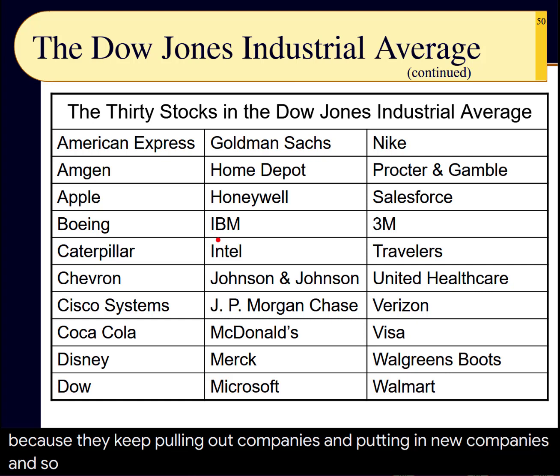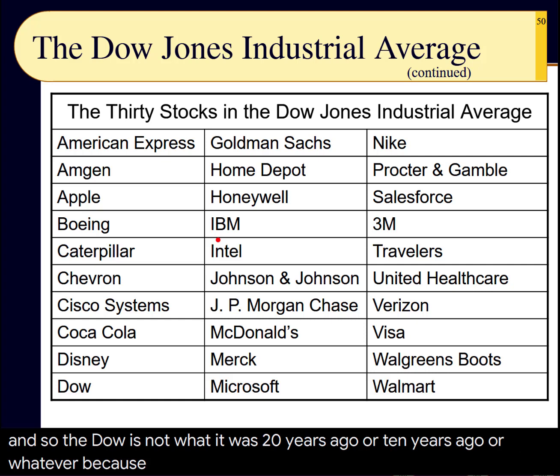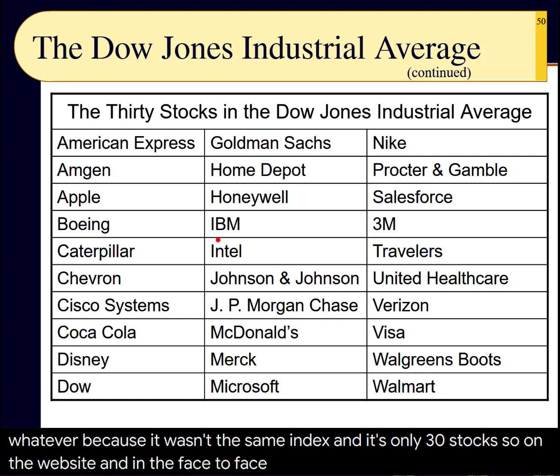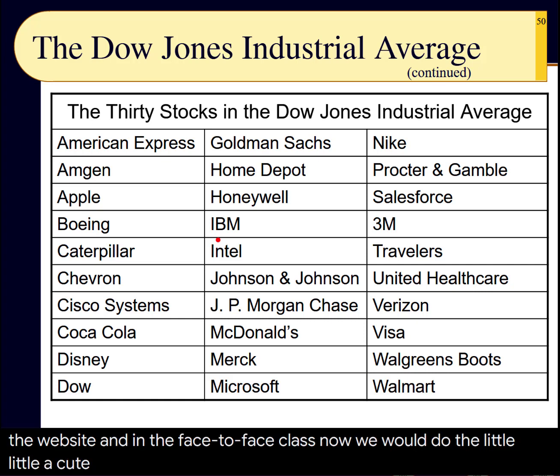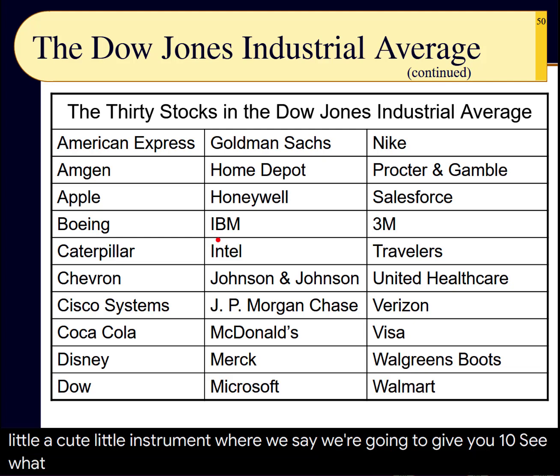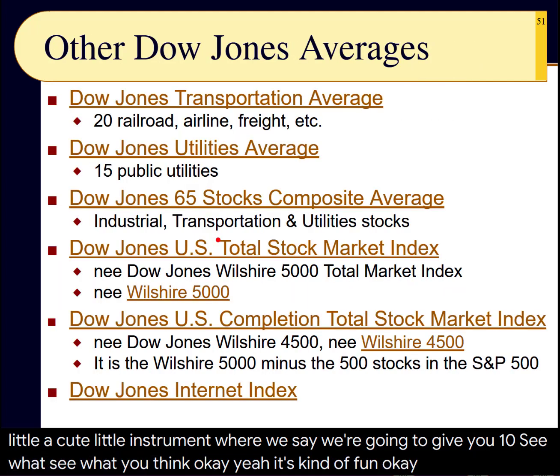And so the Dow is not what it was 20 years ago or 10 years ago, because it wasn't the same index. And it's only 30 stocks. So on the website and in the face-to-face class now, we would do the cute little instrument where we say, we're going to give you $10,000 88 years ago. Try it. See what you think, okay? It's kind of fun.